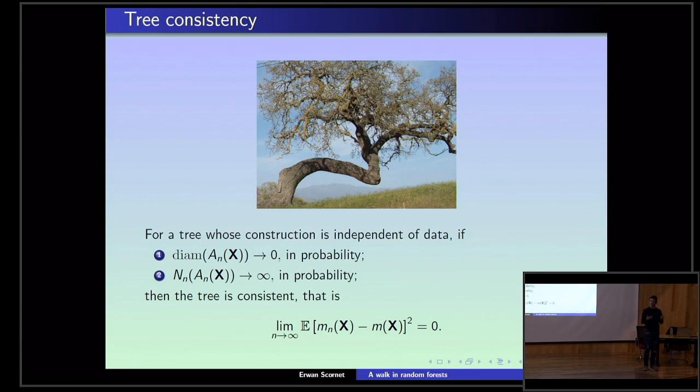So you need to require two things. First one is about the diameter of the cell here. So this is the diameter of the cell A_n(X), which is the cell of the tree which contains X. So here you have to assume that the diameter of the cells tends to 0 in probability, which means that when your number of data is growing to infinity, then the cell's diameter is tending to 0.